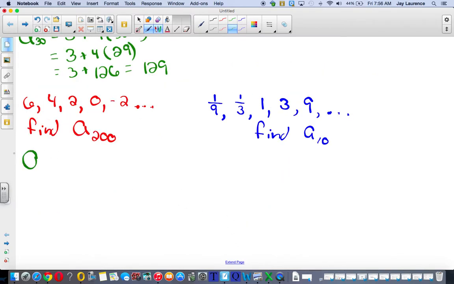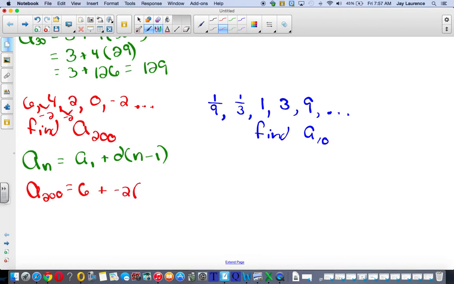Same thing. I'm going to start with that formula, and I'll tell you, write this formula down a couple of times, and then you'll remember it, and you won't have to write it anymore. And fill it in. So let me see this. This is going to be a sub 200, right? A sub 1 looks like it's 6. The d, the common difference, looks like it's minus 2, right? That's minus 2.